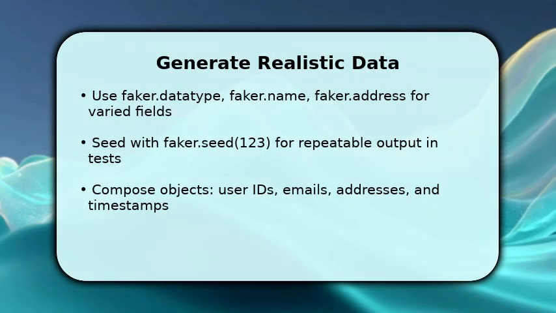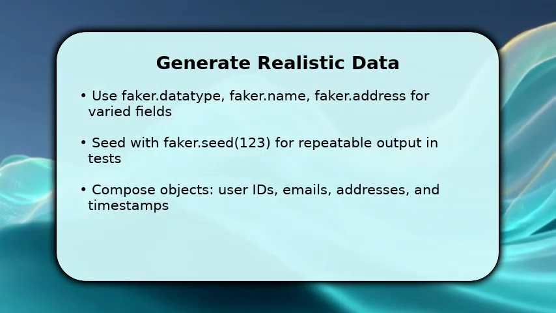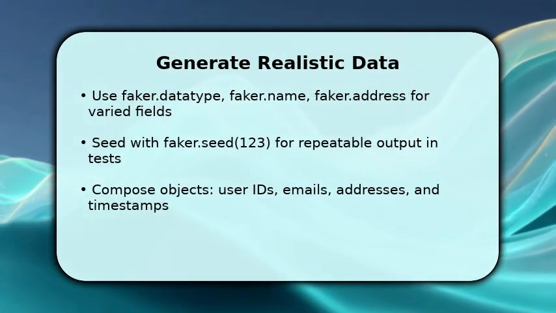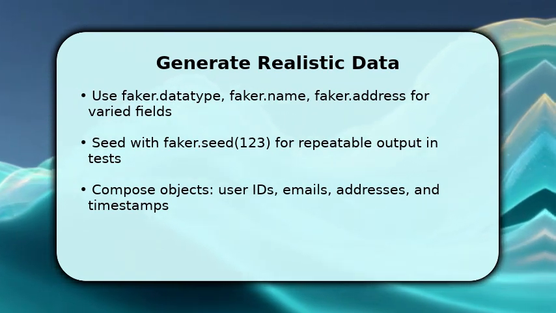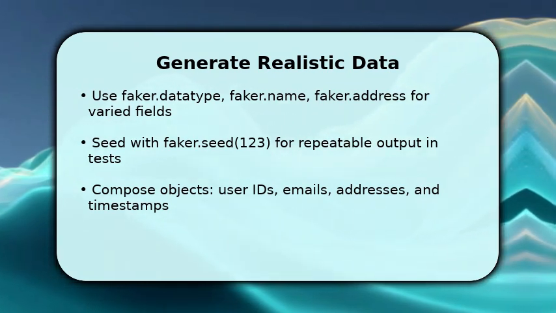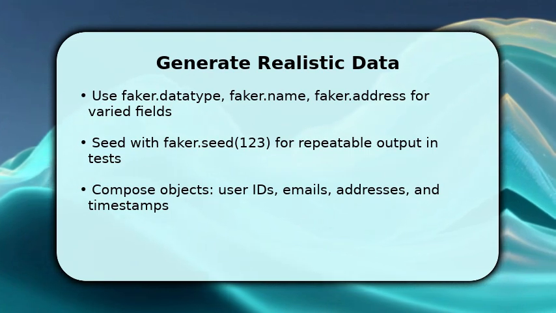You now build realistic records by combining Faker modules. Use faker.datatype.uuid for stable ID, faker.name.findName for display names, and faker.address for location fields. This produces believable structures.